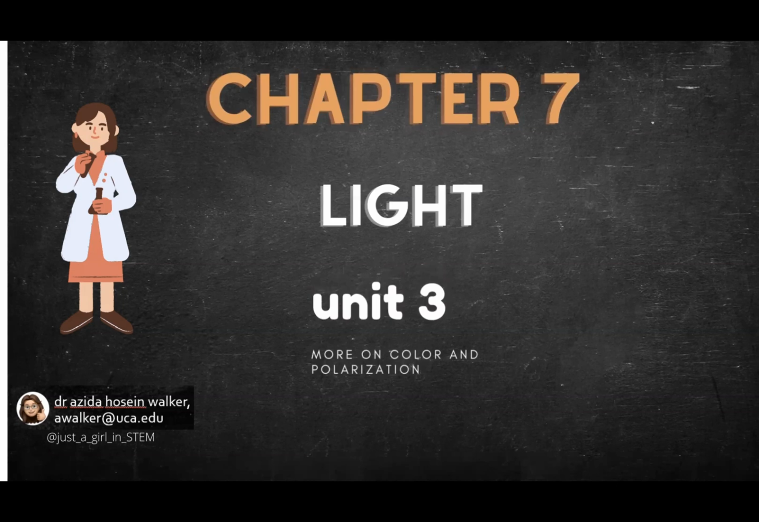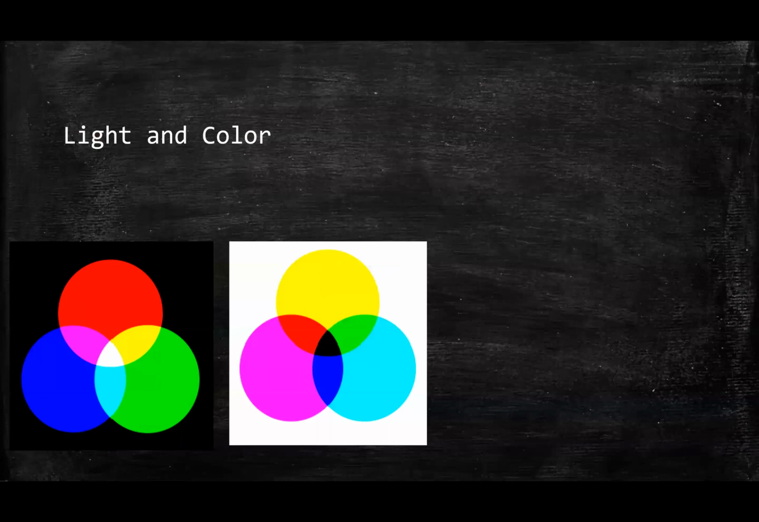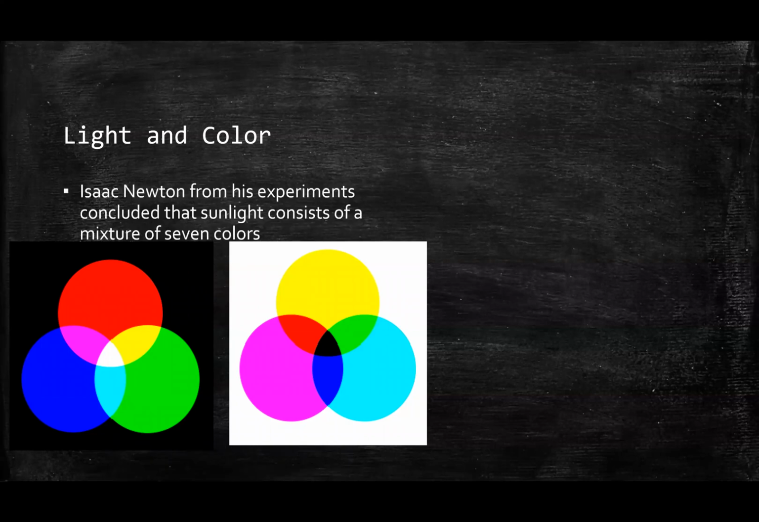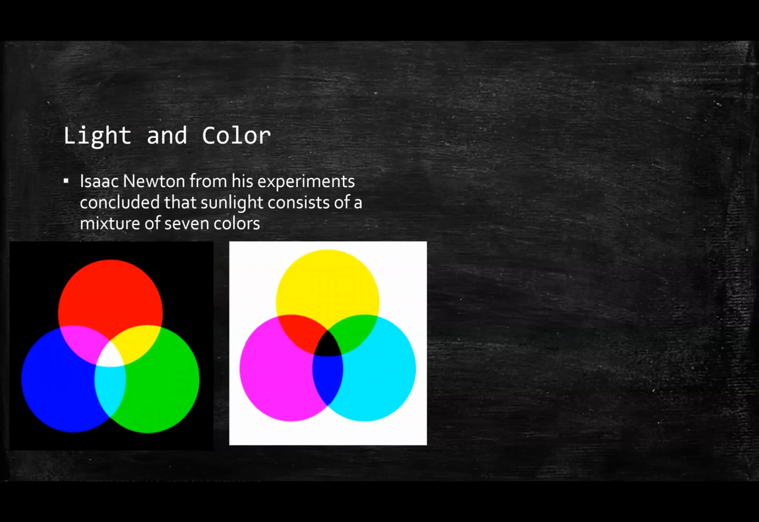Well, welcome to Unit 3, the unit where we will talk more about light and color, and we will also dip into a little bit of polarization. So, Isaac Newton, the scientist that we've studied and learned about Newton's laws of motion, actually did some experiments to help us understand light and color a little bit. From his experiments, he concluded that sunlight consists of a mixture of 7 colors. And we know those colors. Those are the colors of our rainbow. And all the colors that we see are various combinations of these colors.